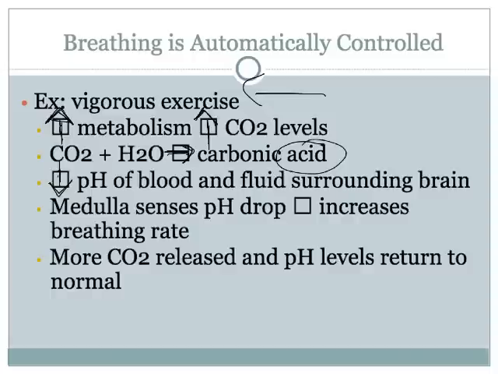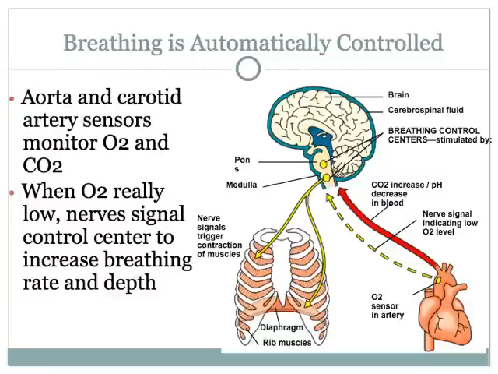And the brain's going to say, hey, if it's really acidic, that means lots of carbon dioxide around, so I better increase my breathing rate to get rid of this CO2 and to get more oxygen. Now more CO2 is released, more oxygen is brought in, and the pH levels will return to normal. That's kind of one example of how this process works.